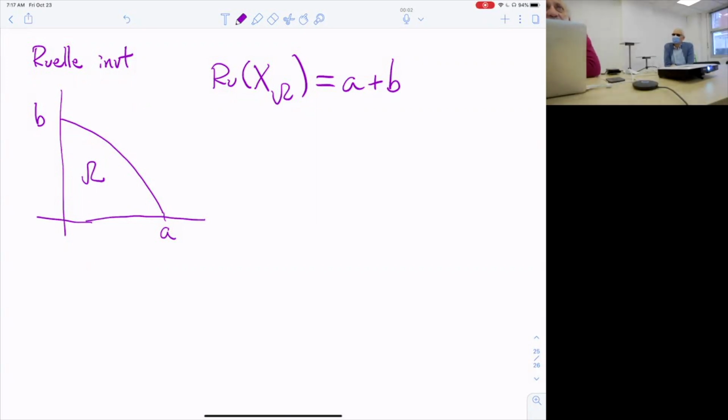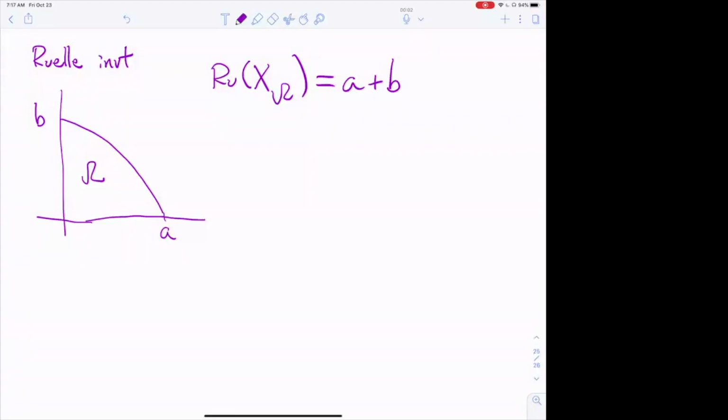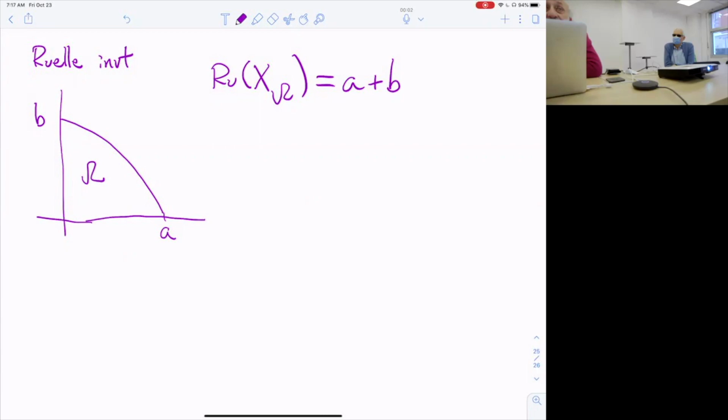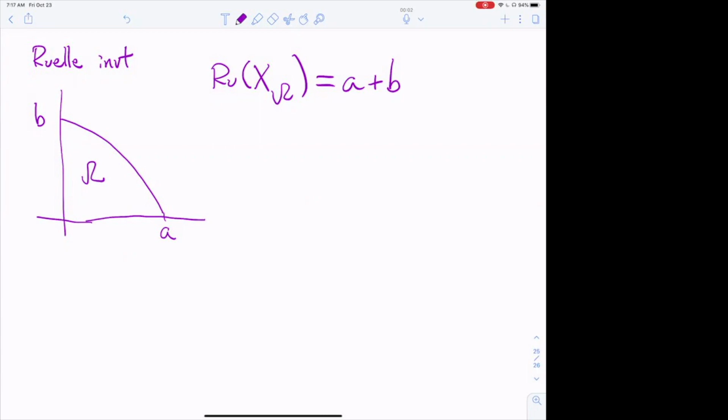Sorry, Mike. A plus B is an invariant quad. So the Ruelle invariant is defined for any star-shaped domain in 4 dimensions. It doesn't have to be toric. The Ruelle invariant is defined for star-shaped domains.